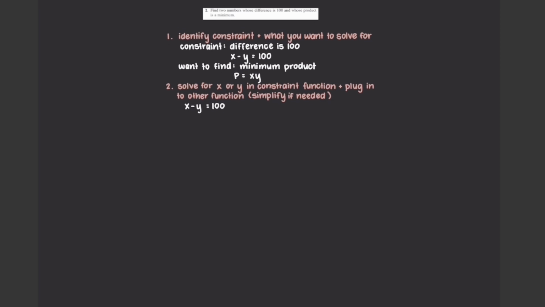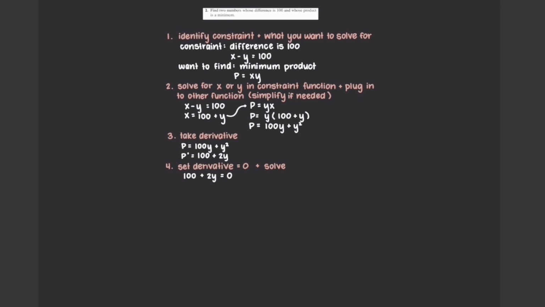So, okay, bestie, which one do you want to solve for? I think let's do this. Now we plug this in to a product function. Don't ask me why, that's just the way it is. Okay, simplify, it'll make it easier because the next step is to take the derivative. Okay, so here's this. Take the derivative, ready, go. Wow, that was easy. Okay, set it equal to 0 and solve. Okay, easy enough. So now we get a number here. Negative 50 is equal to y.